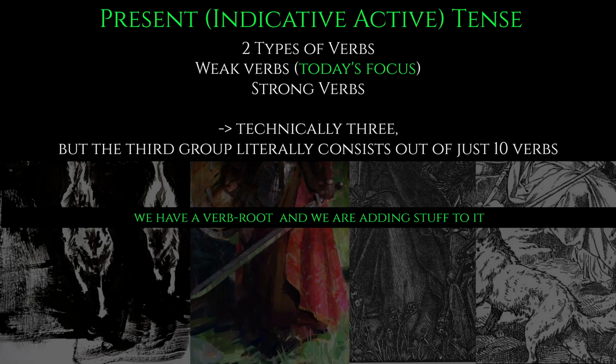So, let us simply continue where we left off in our previous lesson. In this lesson, we will talk about the present tense indicative active, and unsurprisingly, we have a verb root, and we are adding stuff to it. But we do have two types of verbs, technically three, but the third group literally consists of just 10 verbs. So, the weak verbs, which will be today's focus, and the strong verbs.